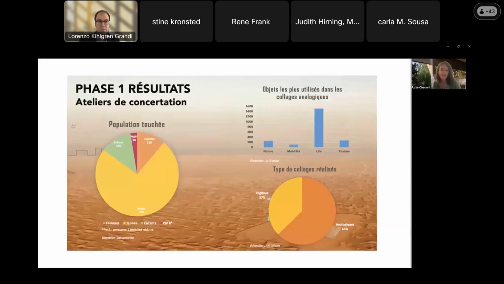And this is just, very quickly, some of the results. This was just on phase 1, where we had a lot of youth and just 11% women. In phase 2, we had more women, and it was super interesting. Here I'm just showing the analysis of the analog collages, and where most of the items that were added in the public spaces were. Here it's called life, but actually activities. It's translated from French. So mainly there were a lot of activities that were missing.